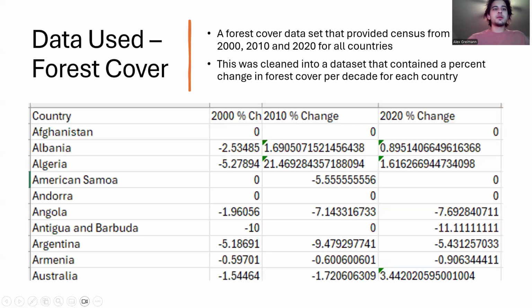Okay, so here's the forest cover data that I used. Originally, it was just land cover and forest cover from 1990, 2000, 2010, and 2020 for all countries. I changed this to just be a percent change in forest cover per decade for each country. An example can be seen below.